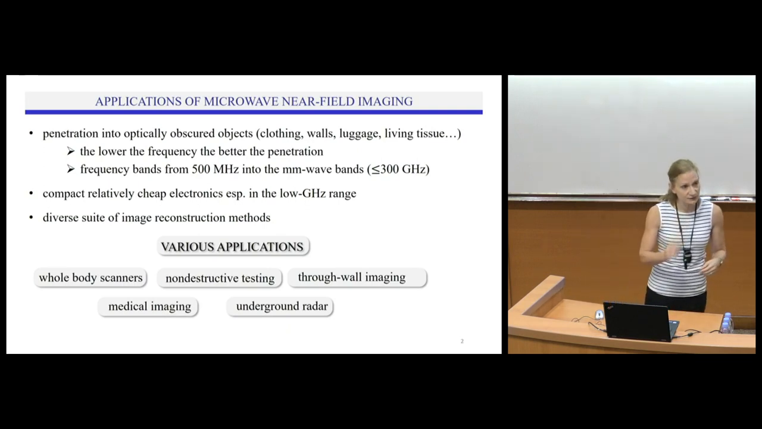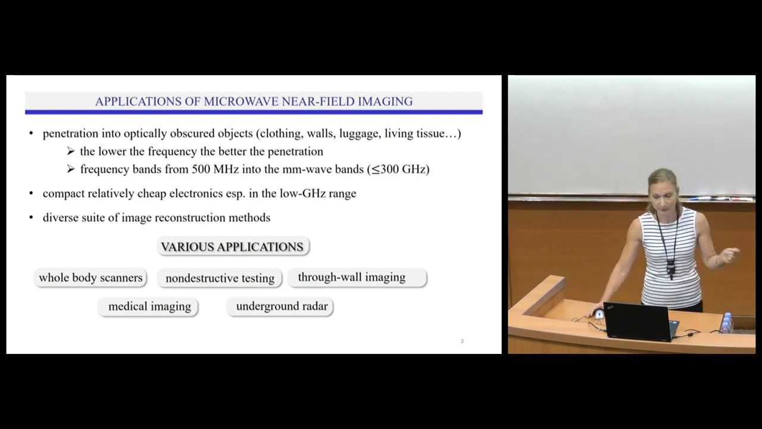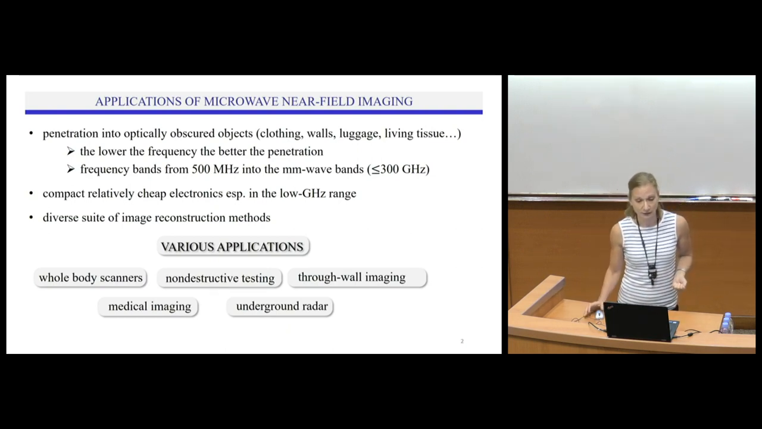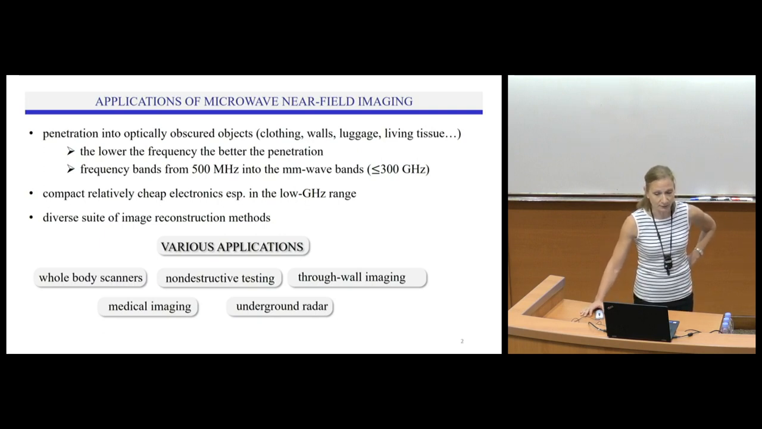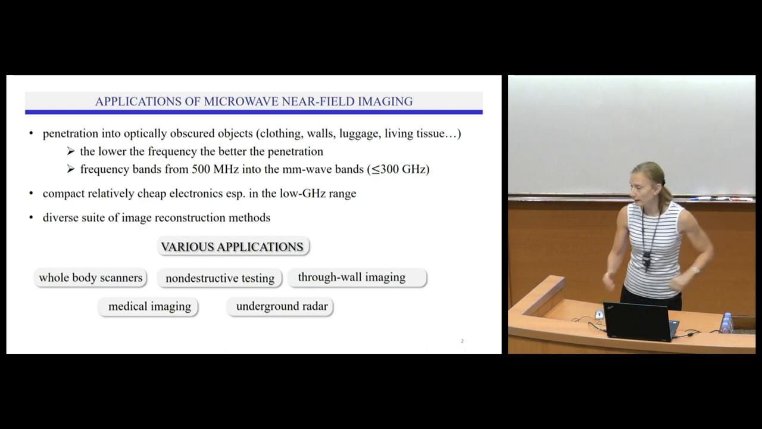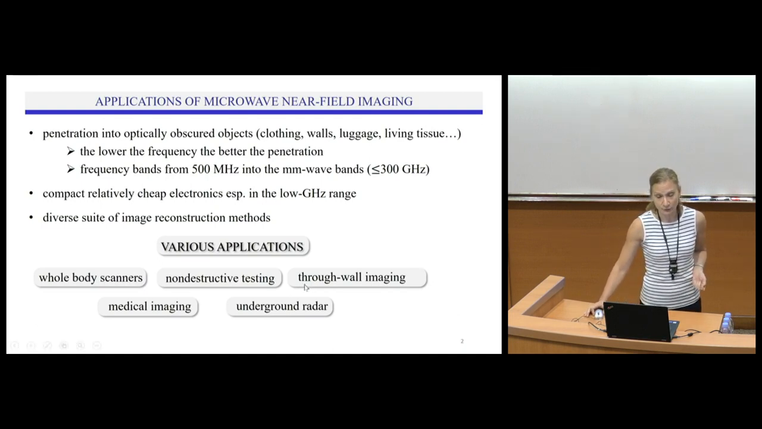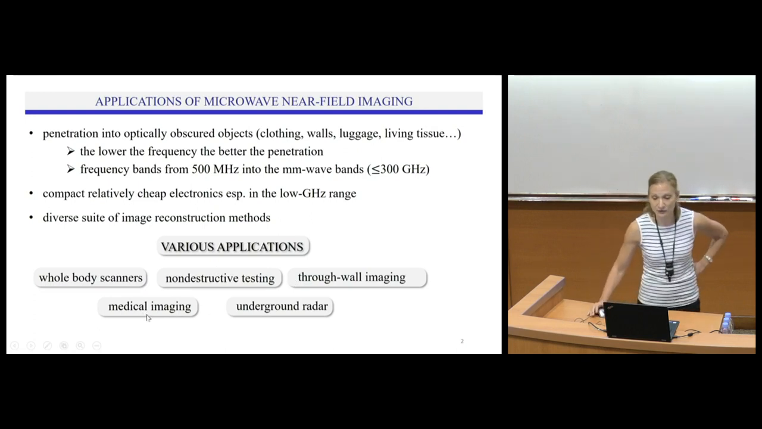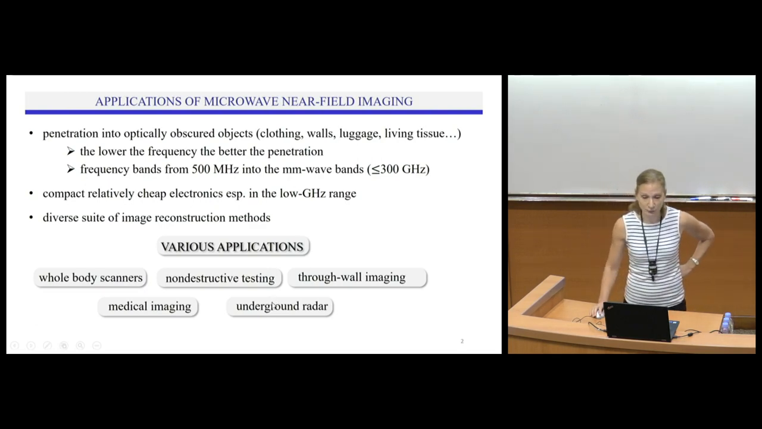In other words, these are sensors that contain not only the antennas, but also the radios in them, or the radars, depending on what you're imaging. And by now, we have a diverse suite of imaging reconstruction methods, and the applications are indeed diverse. Whole body scanners are very well known. These are security applications for scanning for concealed weapons on body. Non-destructive testing, of course, through-the-wall imaging, probably one of the more fascinating applications, medical imaging and underground radar. Some of those already entering the commercial world.